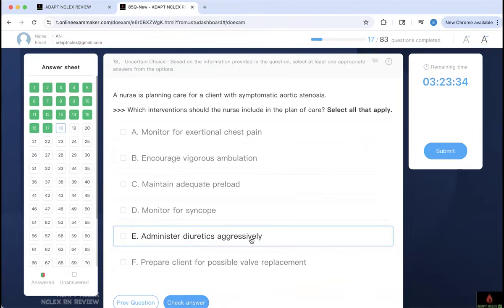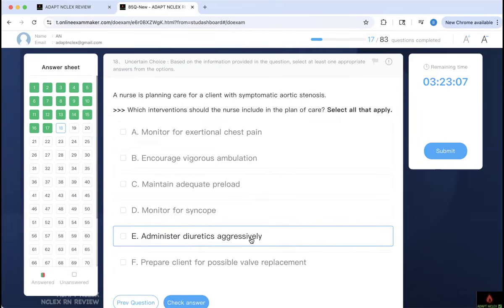And this is planning care for a client with symptomatic aortic stenosis. That means the aortic valve has stenosis. Blood flow will be a problem. Which interventions should the nurse include in a plan of care? Select all that apply. Monitor for exertional chest pain. Encourage vigorous ambulation. Maintain adequate preload. Monitor for syncope. Administer diuretic aggressively. Prepare the client for possible valve replacement.